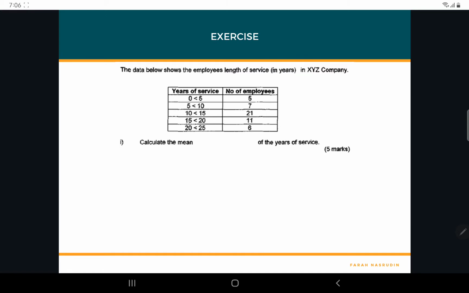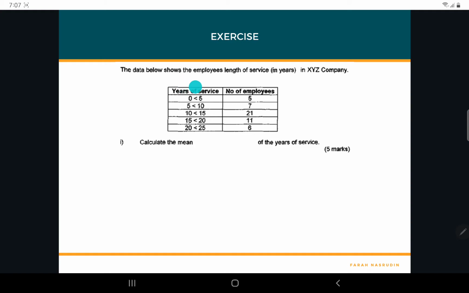Okay, let's do some exercise here. When you receive questions about calculating the mean, you need to analyze whether it is group data, ungrouped data, or ungrouped data with frequency. We can see here the data was given in terms of intervals, so this is group data. So we need to use formula number 3 to find the mean.